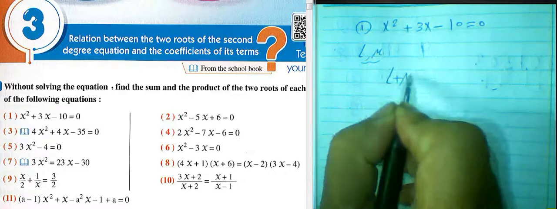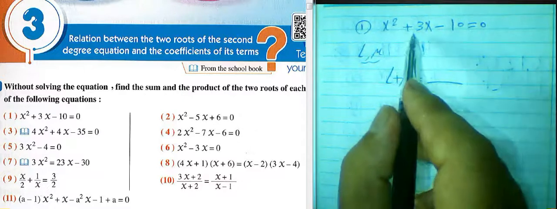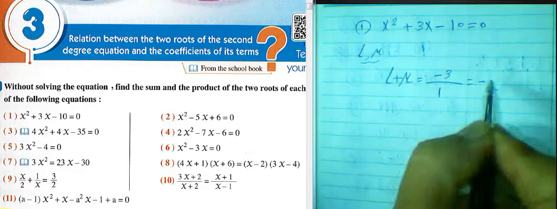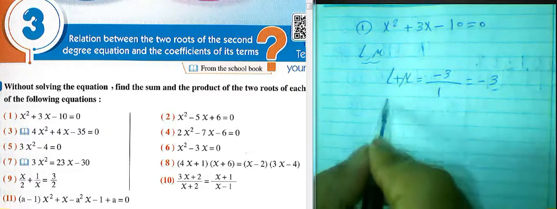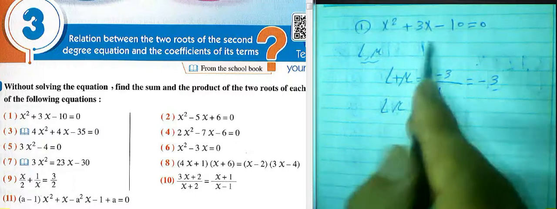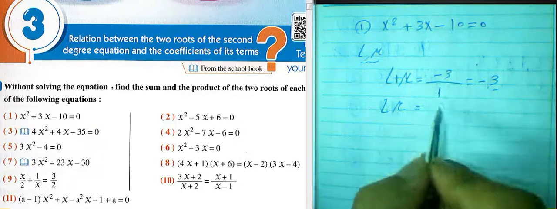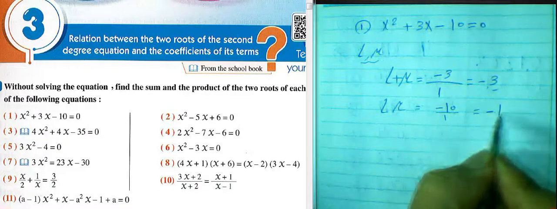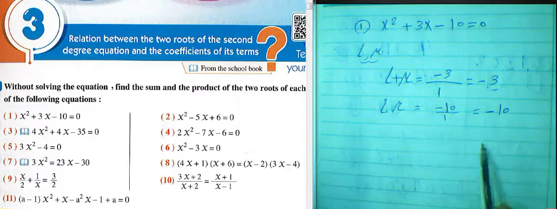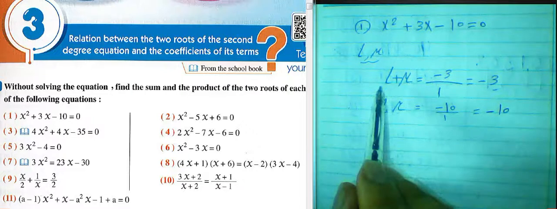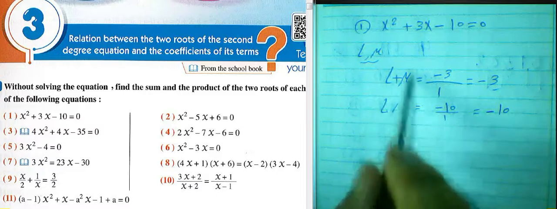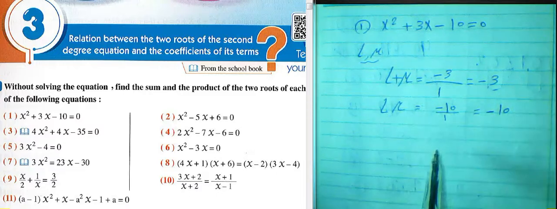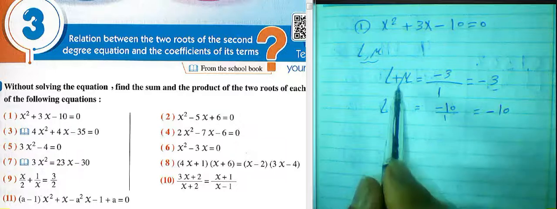L plus M equals negative coefficient of x over coefficient of x power 2, equals negative 3, and L multiply M equals the constant number negative 10 over coefficient of x power 2, which is 1. The result will be negative 10. So we have two numbers, the summation of them equals negative 3 and the multiply of them equals negative 10. You want to find the sum and product.